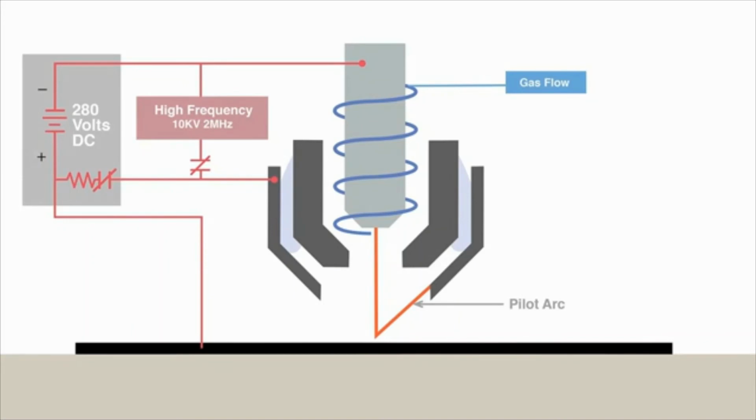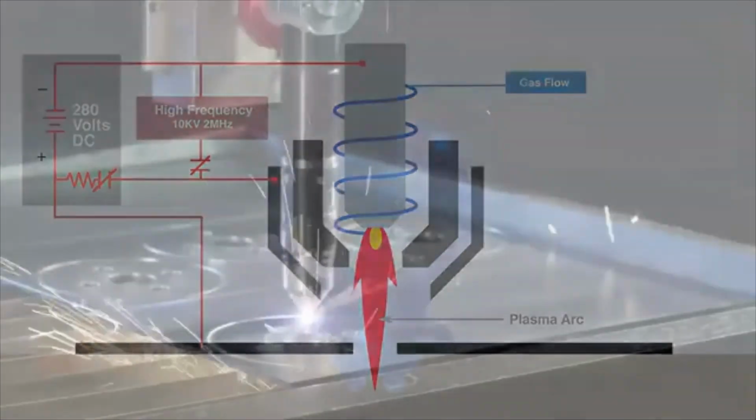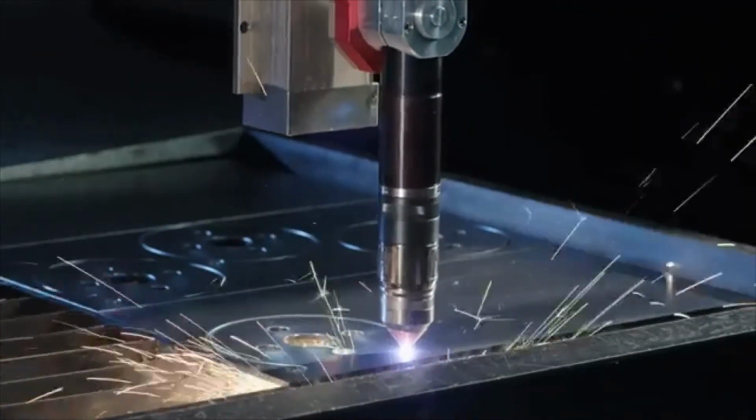The workpiece is connected to a ground through the cutting table. When the pilot arc contacts it, the plasma arc transfers to the workpiece, melting the metal. The high-velocity gas blows the molten material away. And that brings us to the end of our brief journey into the fourth state of matter.